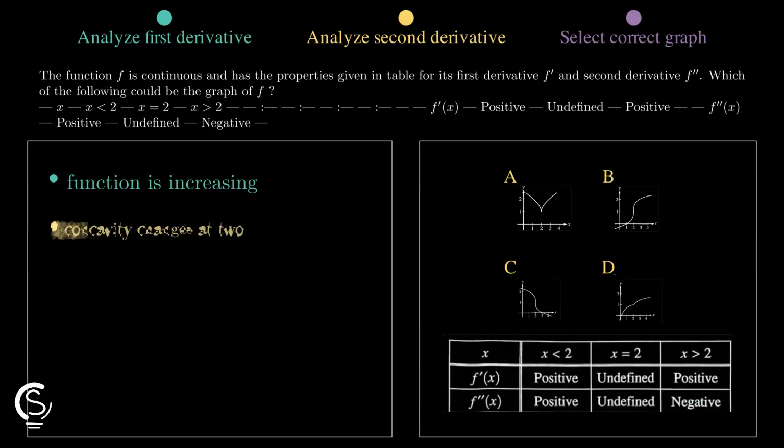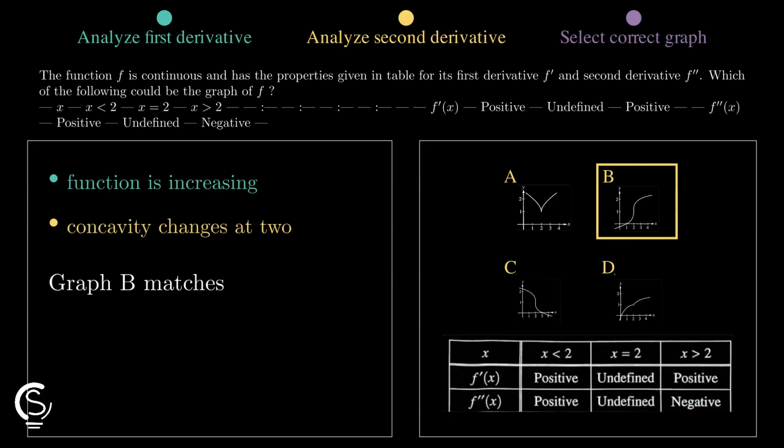Finally, we look for a graph that is always increasing and switches from concave up to concave down at x equals 2. Graph B is the only one that fits.